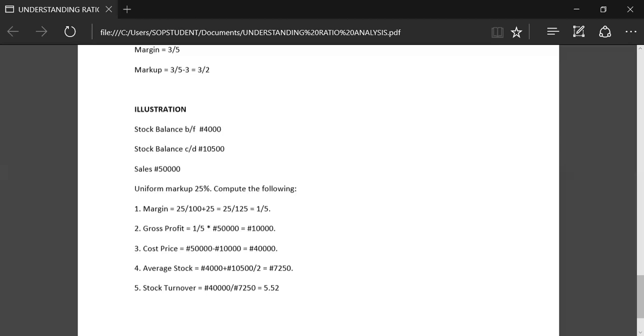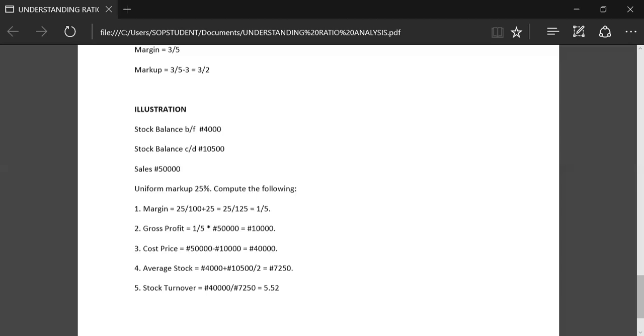So we have opening stock, we have closing stock, and we have sales. So the 1 over 5 applied on the sales gives us the gross profit, because the margin is the profit. So a deduction of the gross profit from the sales gives us the cost price.